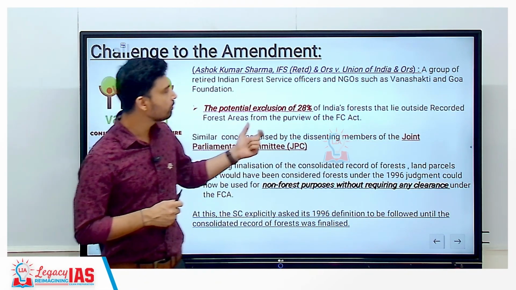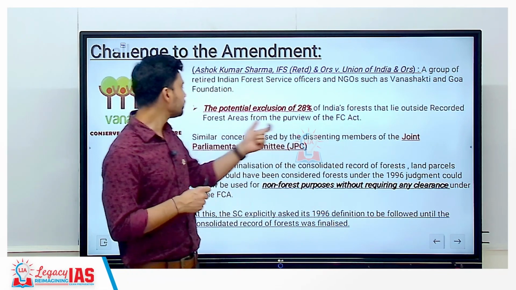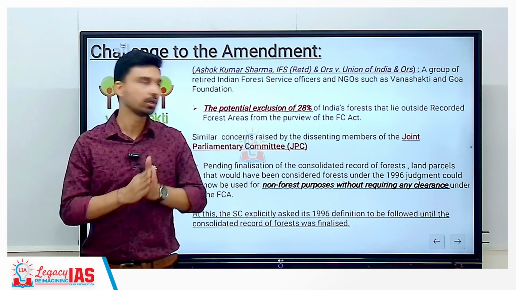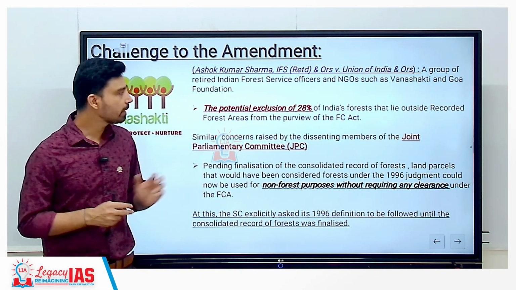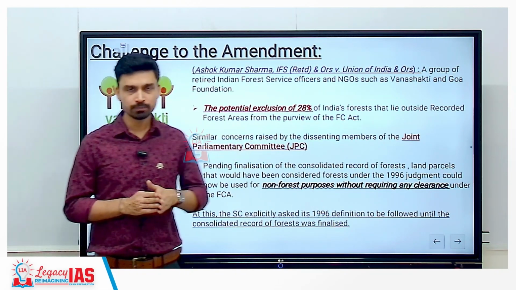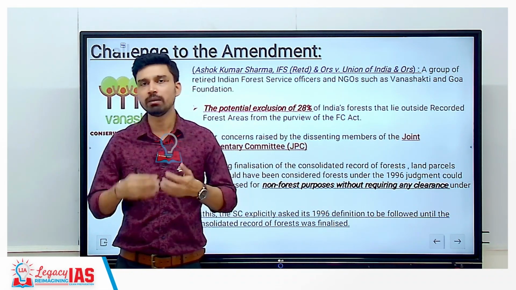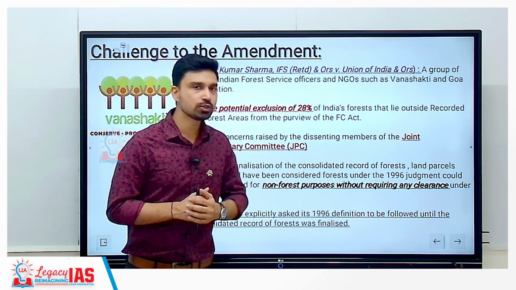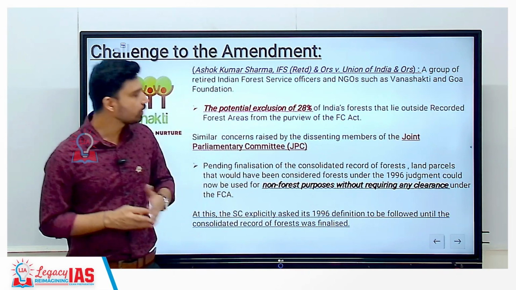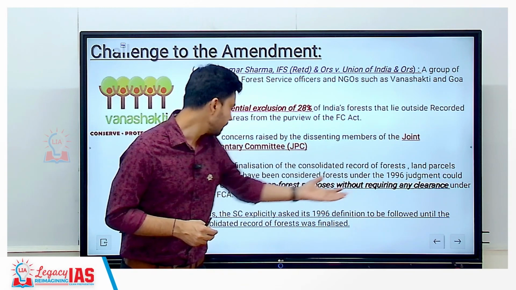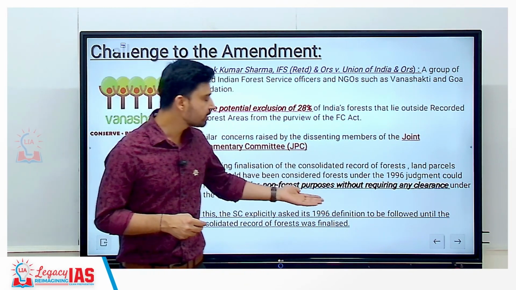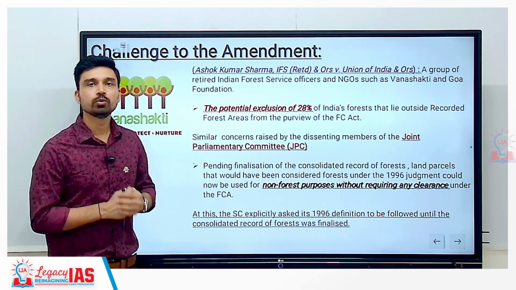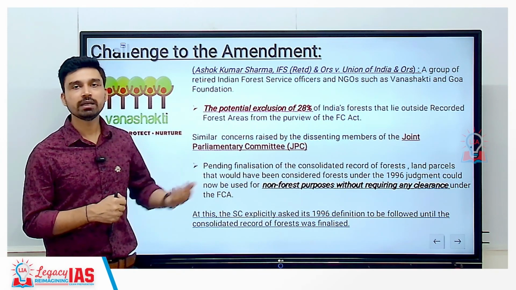Now, the potential exclusion of 28% of India's forests that lie outside of the recorded forest areas from the purview of the FCA is the main reason why they said that they had to challenge this particular amendment. Similar concerns were raised by the dissenting members of the Joint Parliamentary Committee, which was overseeing the amendment to the Forest Conservation Act. And thus, pending finalization of the consolidated record, forest land parcels that would have been considered forest under the 1996 judgment could now be used for non-forest purposes without requiring any clearance under the FCA. And that is one of the biggest threats to the conservation of forest that can happen if this particular amendment goes unchecked.